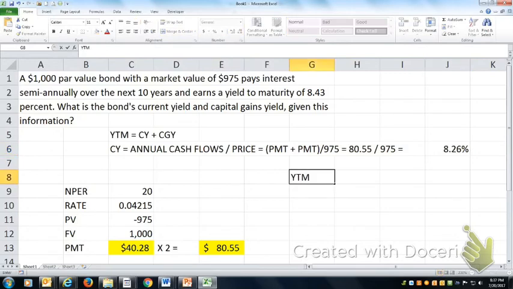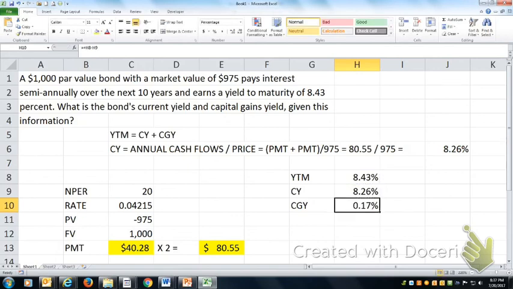So my yield to maturity given in the problem is 8.43%. My current yield, which I solved for, 8.26%. My capital gains yield, which I can obtain by simply subtracting the current yield from yield to maturity, is 0.17%.